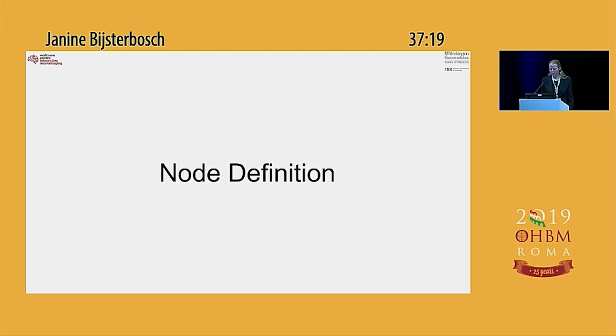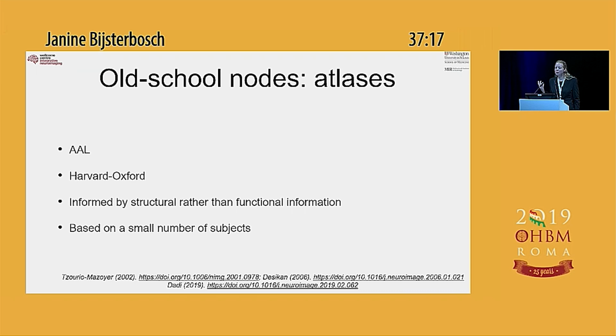So let's talk more about node definition. And the first option that we have, and something that gets used, is to use what I'm referring to here as old school nodes, which are anatomical atlases. And some of the most commonly used ones here are things that you might have heard of, like the AAL and the Harvard-Oxford Atlas. And here, we've defined the nodes based on anatomical or structural information rather than functional information. And typically, because they're anatomically defined, they're based on a relatively small number of subjects.